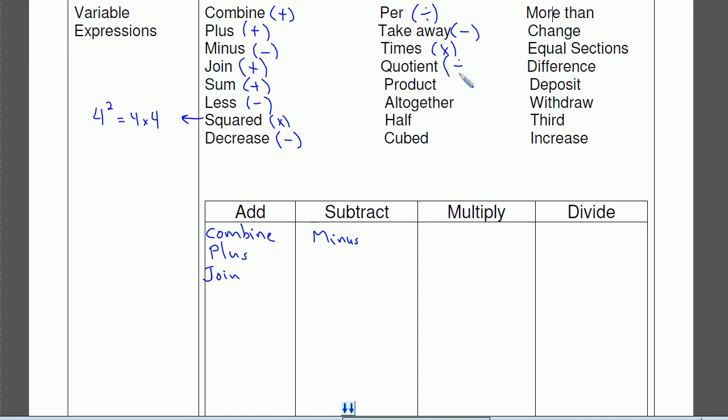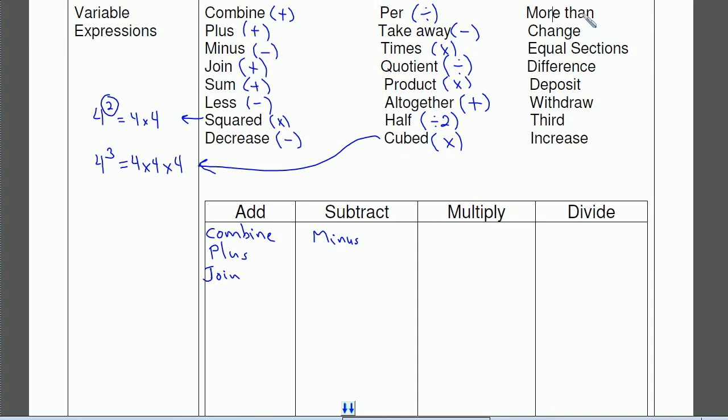Quotient, that's the answer to a division. Product, that's the answer to a multiplication. All together means you're putting things together, so that means we're going to add. Half, that means we're going to be dividing by 2. Cubed, that's kind of like square, but instead of 2 as the exponent, cubed is the same thing as 4 to the third power, 4 cubed. So that means 4 times 4 times 4. So we're still multiplying. So this is going to be multiplication, and this is the example for cubed.